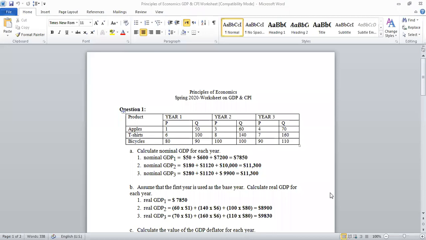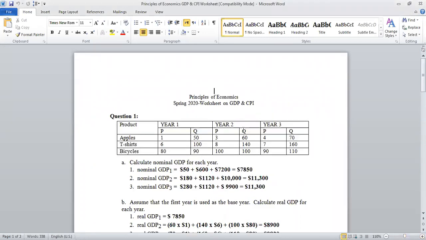Okay, good afternoon, everyone. Let's look at some exercises on GDP and CPI. Again, the main purpose of using GDP is to calculate a nation's output or income, that is, the total income of the country. We use GDP to calculate it, okay? After that, I use the percentage change in the GDP deflator or the percentage change in the Consumer Price Index to get the inflation rate.